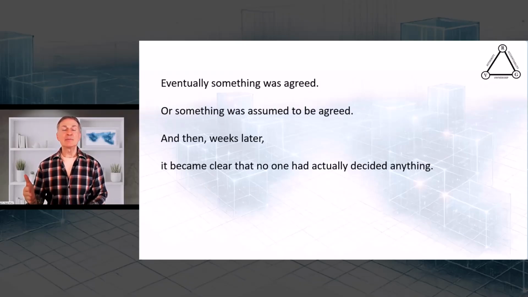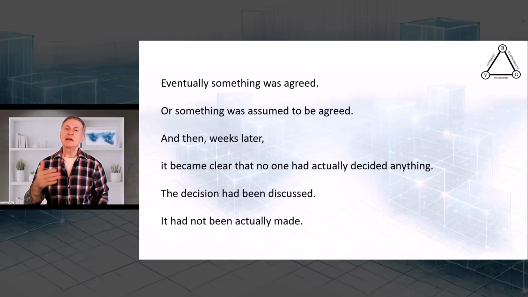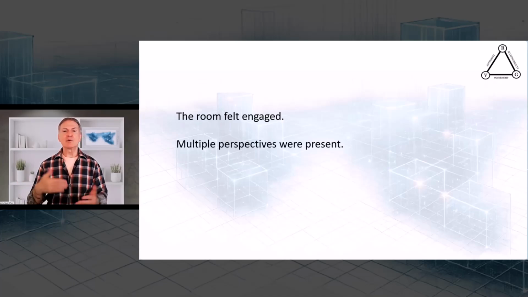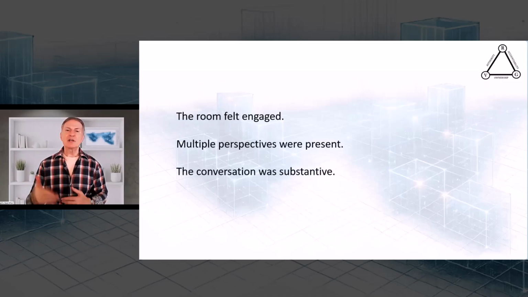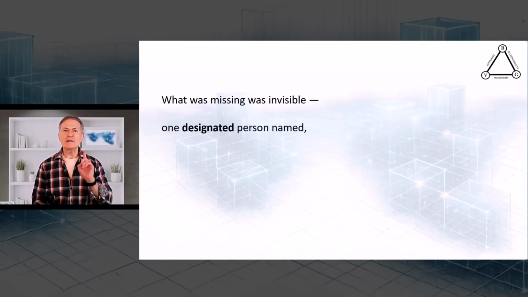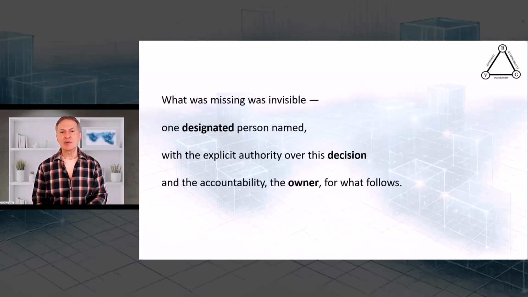And then, weeks later, it became clear that no one had actually decided anything. The decision had been discussed; it had not actually been made. The room felt engaged. Multiple perspectives were present. The conversation was substantive. What was missing was invisible: one designated person, named, with the explicit authority over this decision and the accountability, the owner for what follows.